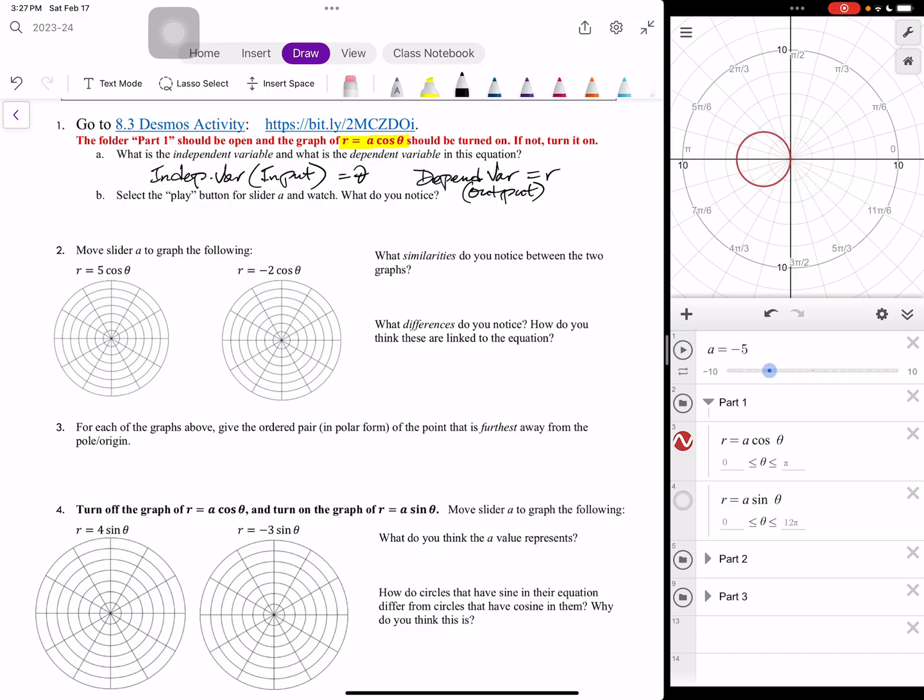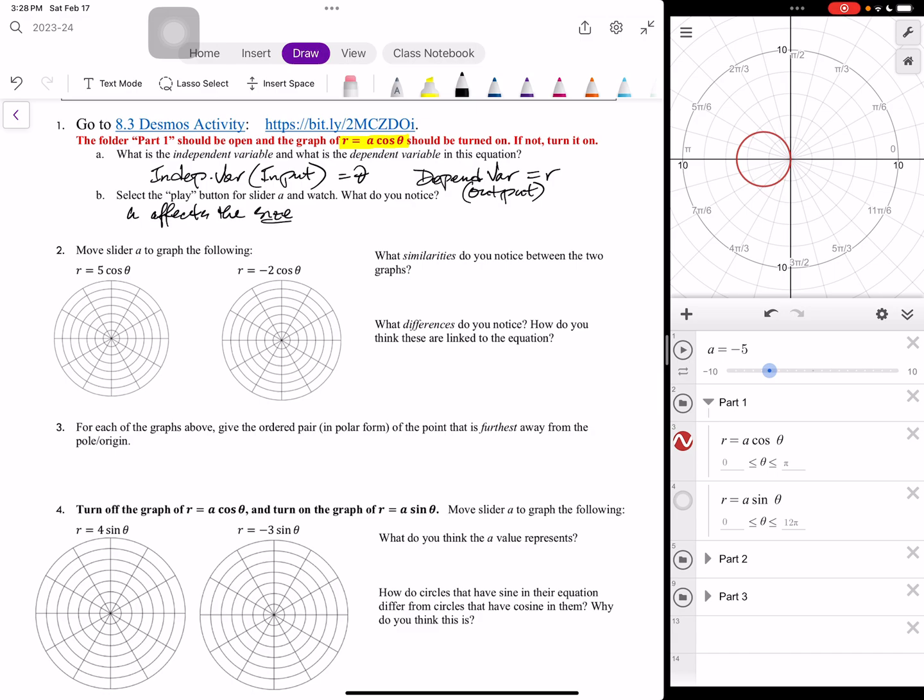Okay, so here we go. Let's make a few observations here. It says, what does A do? What do you notice? Well, A affects the size, but also if A is positive, you're on one side, negative on the other side. So let's write that stuff down. Okay, so A affects the size of the circle.